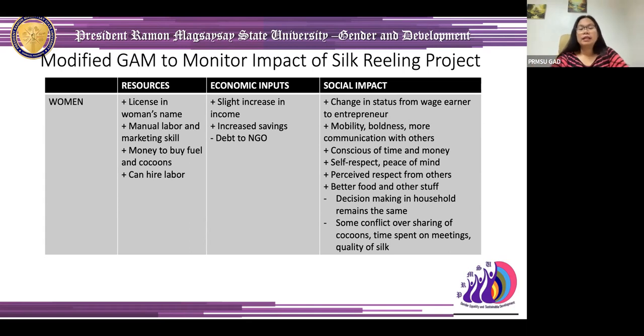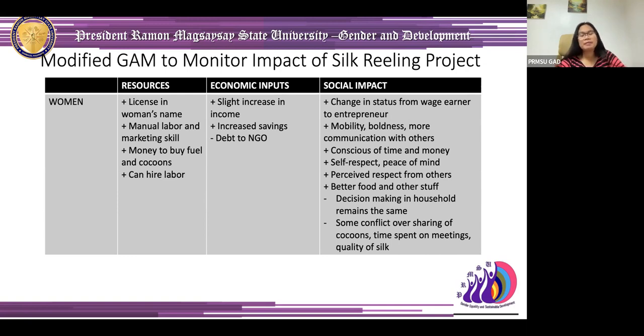Then, ang nangyari naman po dyan, nag-increase naman yung savings nila, and then there's a slight increase in the income. However, nagkaroon po sila ng debt, or nagkaroon sila ng mga utang because of the loans that the NGOs are giving, or the NGO is providing them.